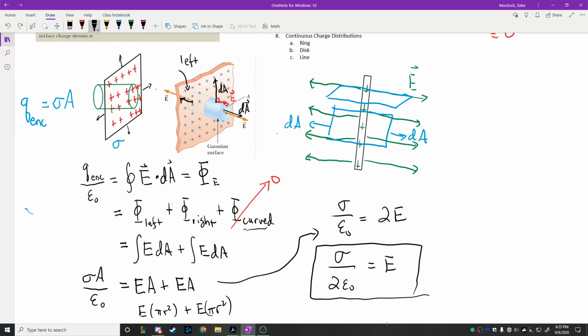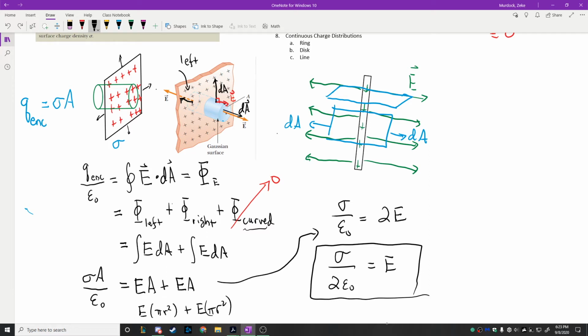So the electric field is uniform, and it doesn't really matter how far away you get, as long as you don't get so far away that it stops looking like an infinite plane. The solution that we come up with here is really for a situation where you have a surface and you're close to the surface. Okay? You have a surface and you're close to the surface.